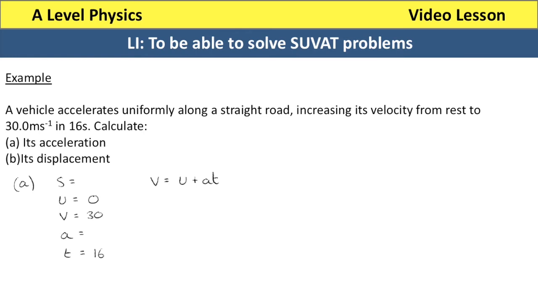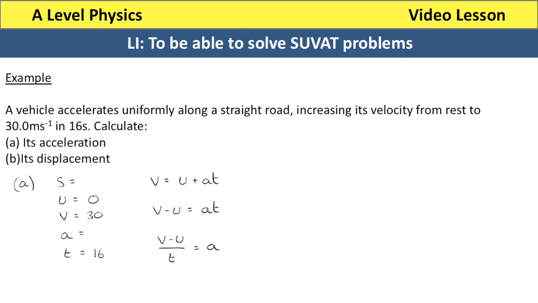The way that we're going to do that is, well, we've got u plus at on the right hand side, so we're actually going to take the u over to the other side, which means that we'll have v minus u equals a times t. Now, to make a the subject, I need to get rid of the t as well, but I don't take the t away because it's being multiplied by the a, so in this case I need to divide by t. So we actually end up with v minus u divided by t is equal to the acceleration.